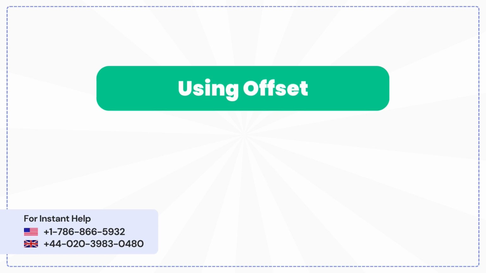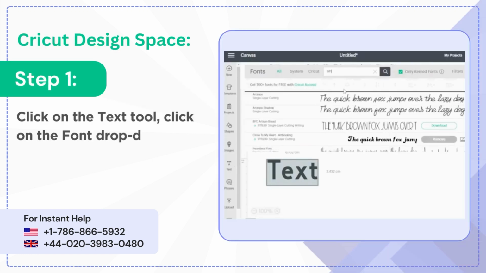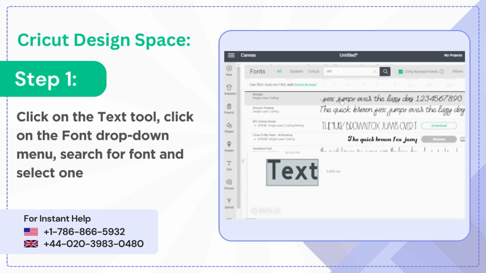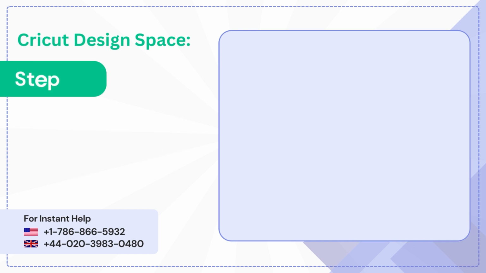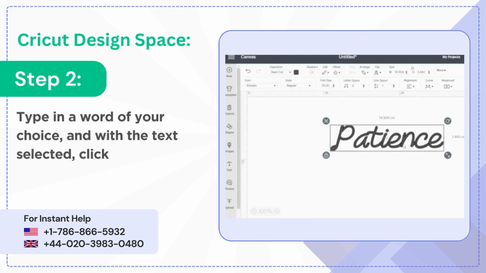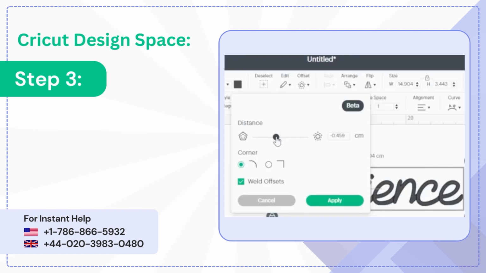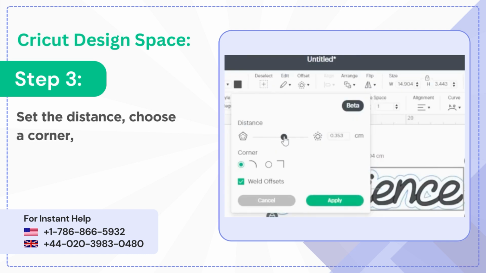Using offset. Step 1. Click on the text tool, click on the font drop-down menu, search for a font and select one. Step 2. Type in a word of your choice and with the text selected, click on offset in the toolbar. Step 3. Set the distance, choose a corner and click apply.